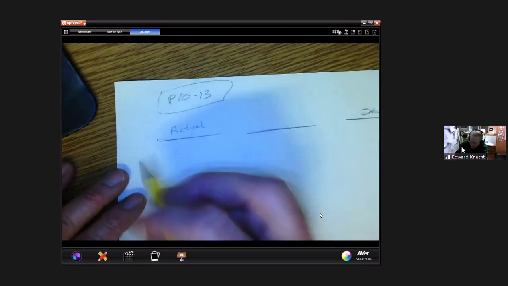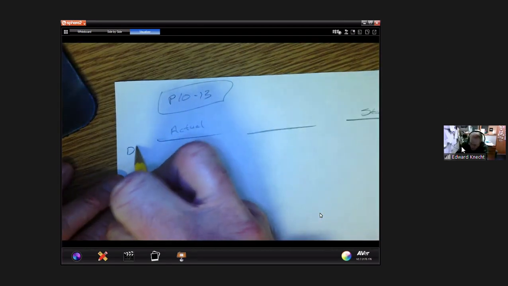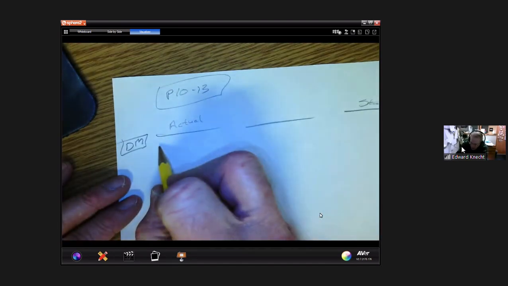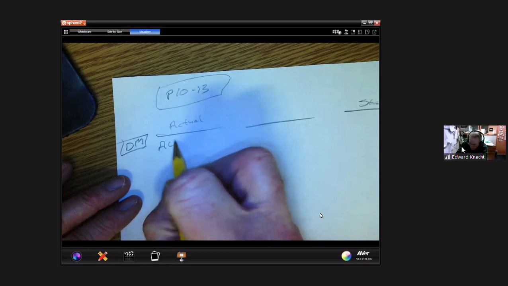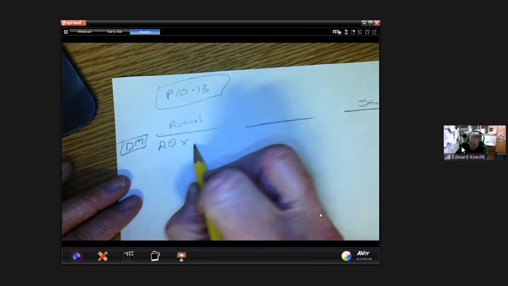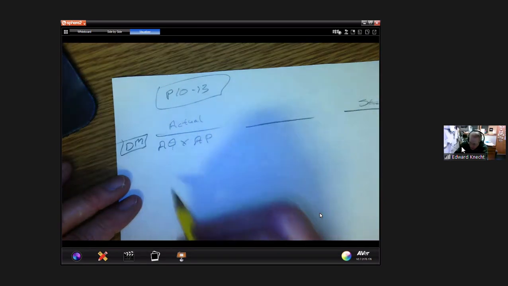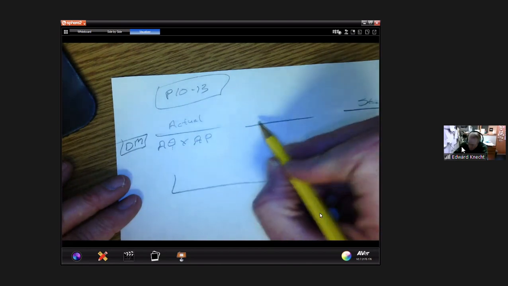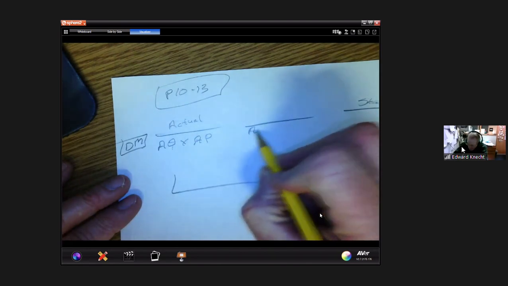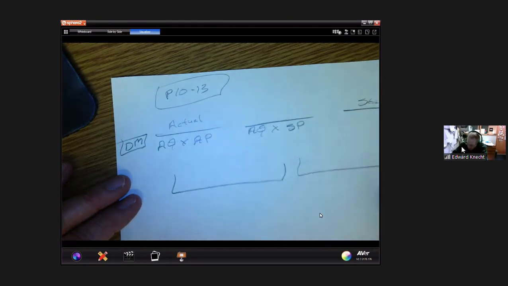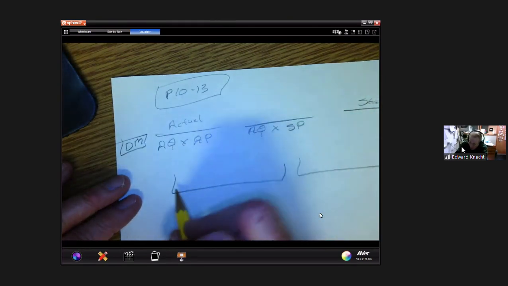The actual for direct material, and I'll abbreviate DM for direct material variances. We have to take the actual quantity that we had purchased and multiply it by the actual price. We're going to get that number. We're going to compare with this number over here, which would be the actual quantity times the standard price we should have paid. That variance is called the direct material price variance.